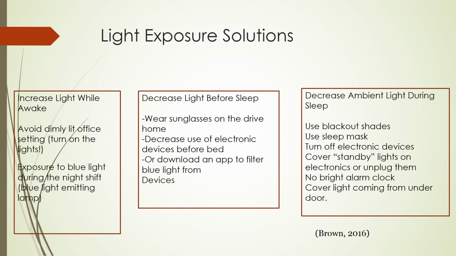When Mr. Stiller is sleeping, he needs to try and block out as much light as possible. This includes using blackout shades, wearing a sleep mask, turning off or even unplugging electronics, avoiding the use of bright alarm clocks, and covering light coming from under the door. With these interventions, Mr. Stiller's exposure to light will attempt to mimic that which the sun provides naturally.